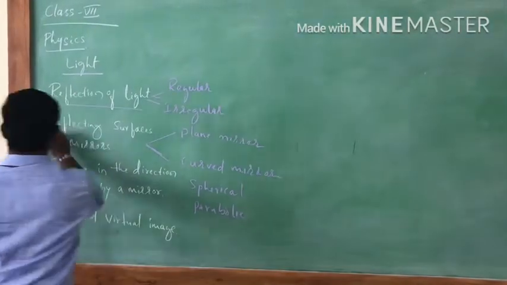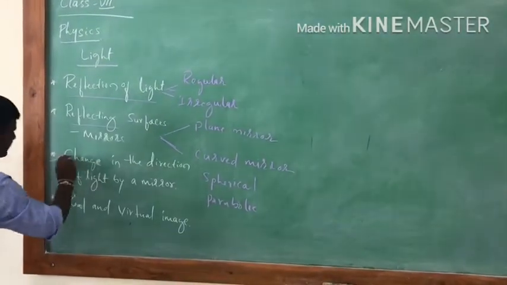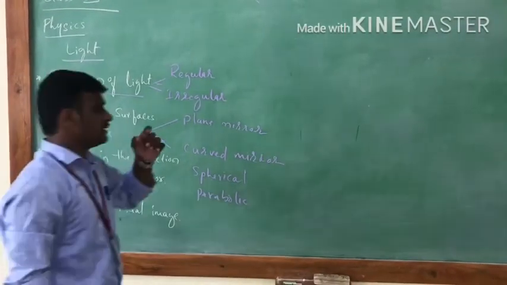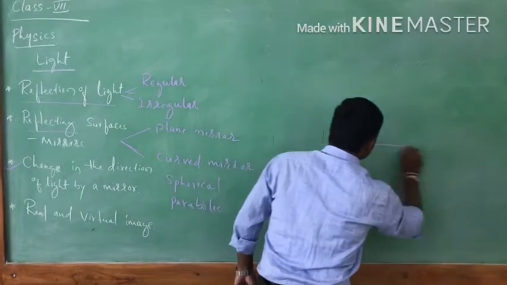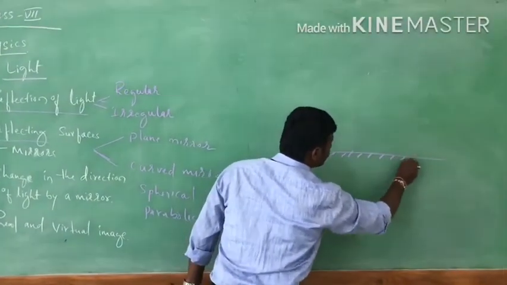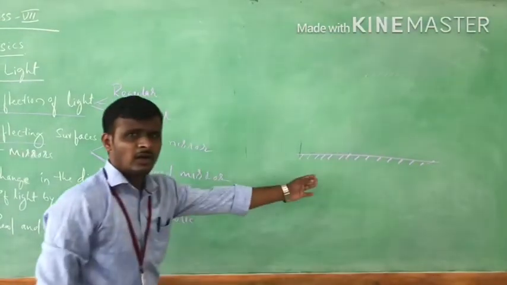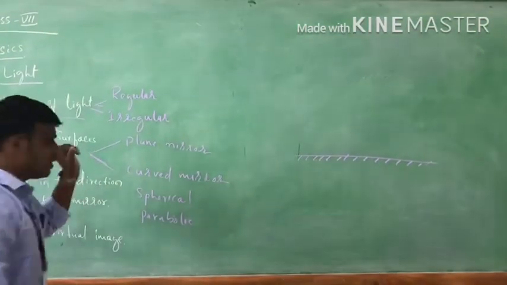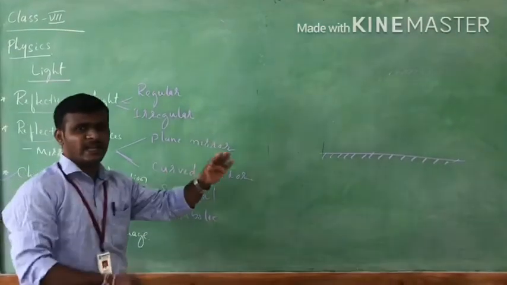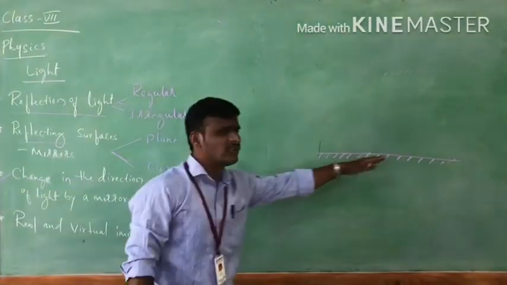So next thing is what? Change in the direction of light by a mirror. So here it is a mirror, a reflecting mirror or plane mirror. Here they are telling that the direction of light changes when light strikes on a mirror.